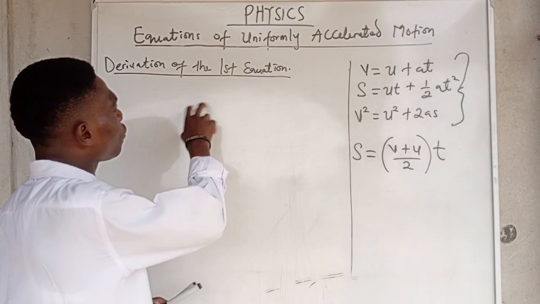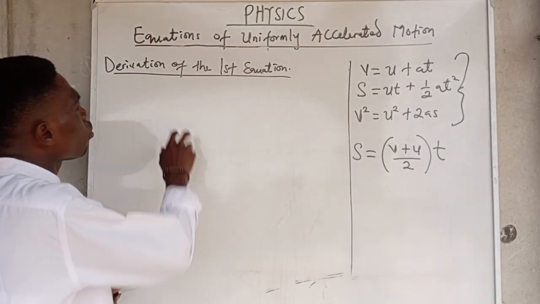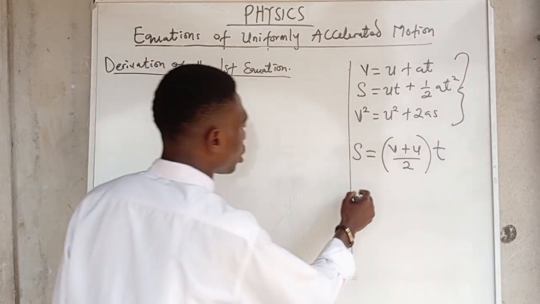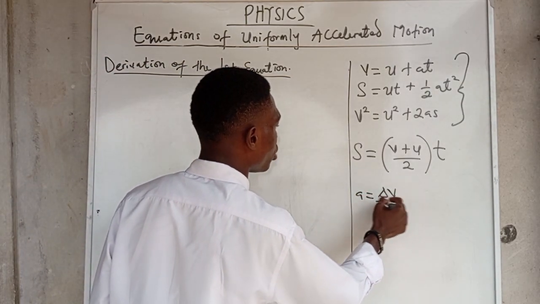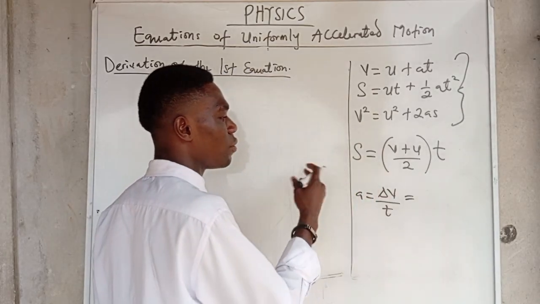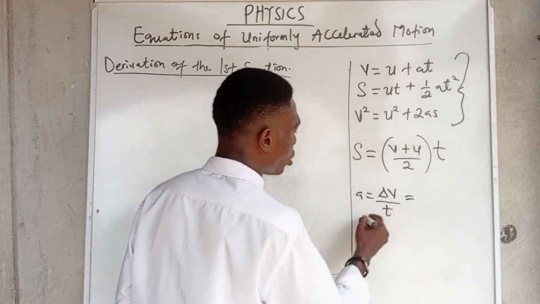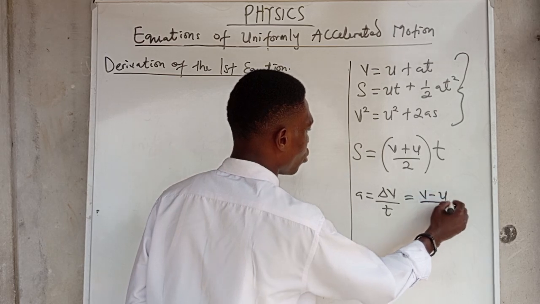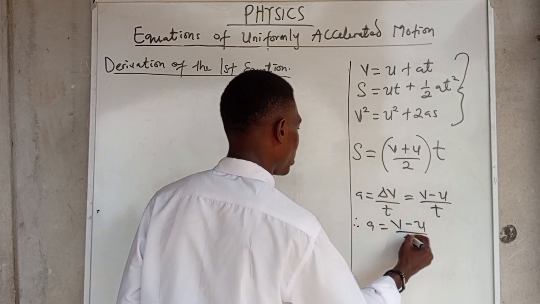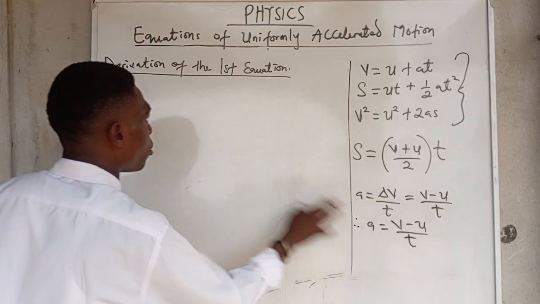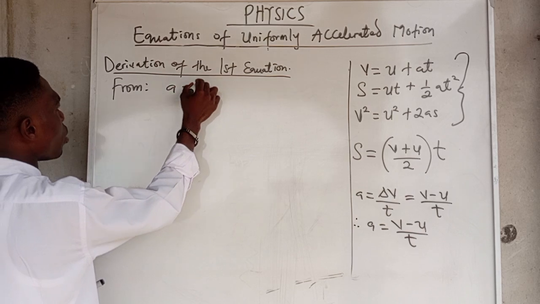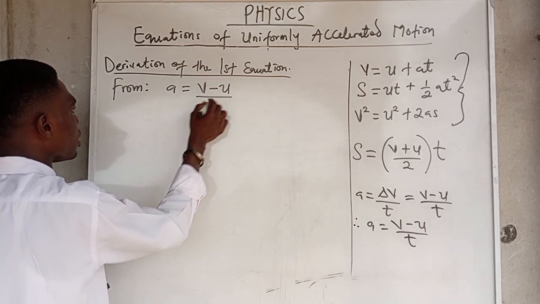So, derivation of the first equation. This first equation is derived from the formula of acceleration. All right. Acceleration is equal to change in velocity over time, and change in velocity is actually equal to the final velocity v minus initial velocity u. So it means that this is v minus u over t. Therefore, our acceleration is equal to v minus u over t. So we're going to use the same formula here. All right. So from a is equal to v minus u over t.